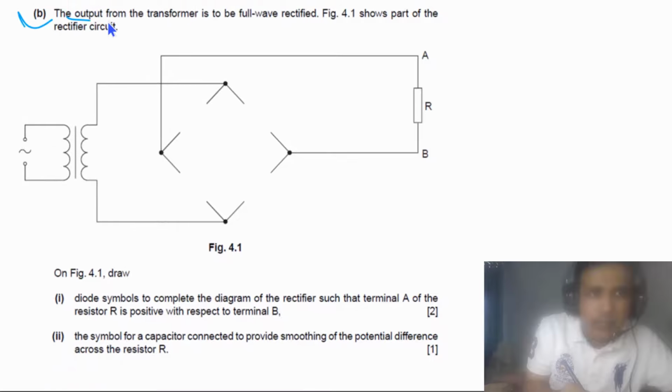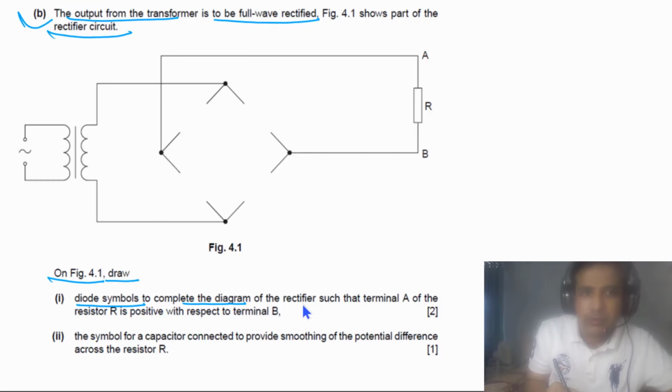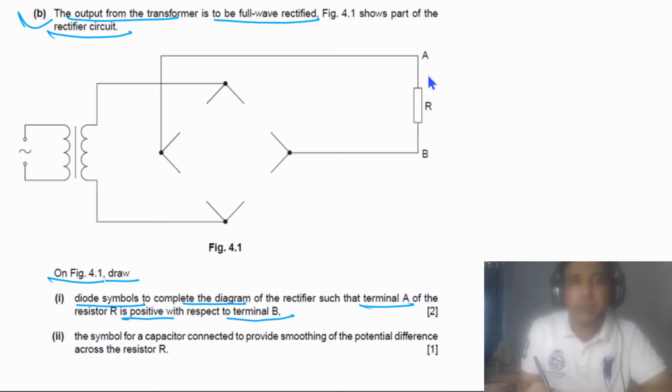Part B says the output from the transformer is to be full wave rectified. Figure 4.1 shows part of the rectifier circuit. On figure 4.1 we need to draw the diode symbols to complete the diagram of the rectifier such that terminal A of the resistor is positive with respect to terminal B. This means this terminal has to be positive, so current has to enter from this side.